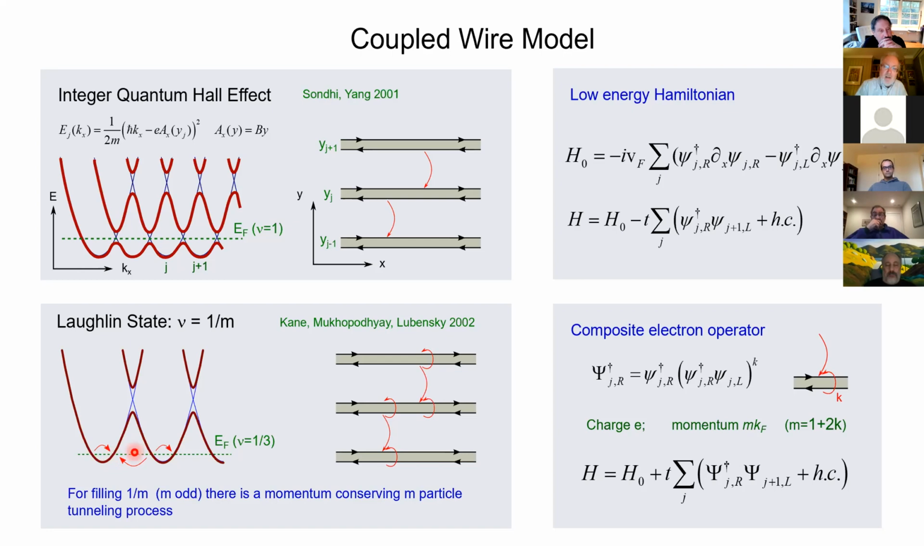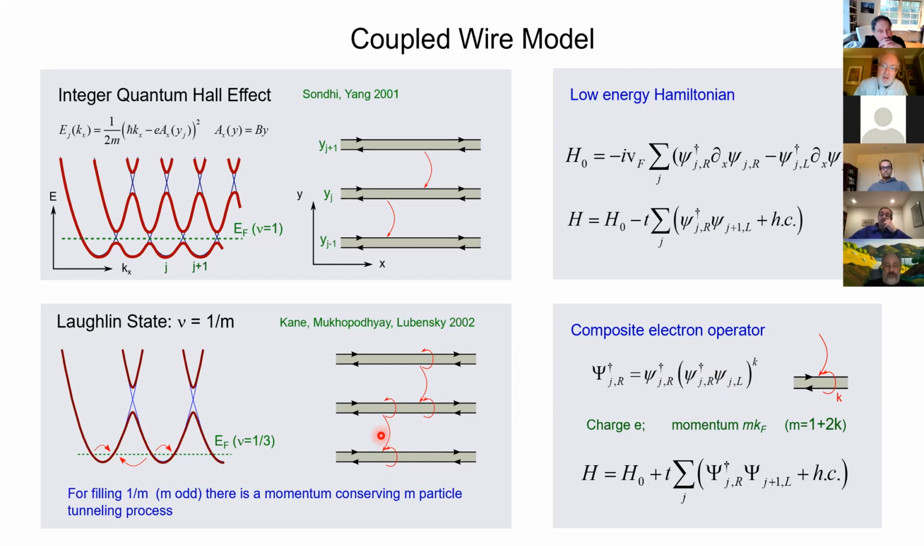Namely, I can take an electron and move it over to here. And at the same time, I can backscatter a pair of electrons. That backscattered pair exactly makes up the momentum if I'm at filling 1/3. And so this is an allowed scattering process. I can represent that with this little cartoon here, where I tunnel an electron and backscatter a pair of electrons. So I can write down a model where this is what I'm using to couple these wires, and I can think of a composite electron operator, which is adding an electron plus some number of backscattering processes.